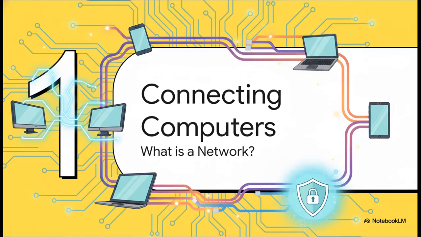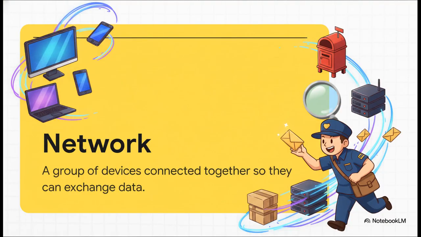And to do that, we've got to start with the absolute basics. What even is a network? At its heart, a network is really simple. It's just a bunch of devices connected so they can share stuff. The analogy that works best is a postal system. The network is the whole system, the mail trucks, the sorting centers, the mailboxes, that lets computers send and receive data, kind of like how we send letters and packages.